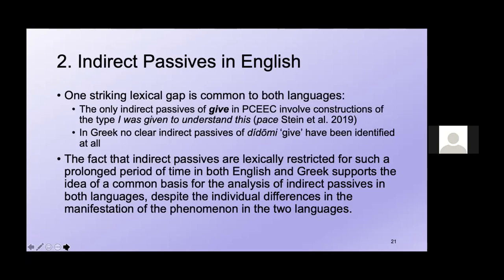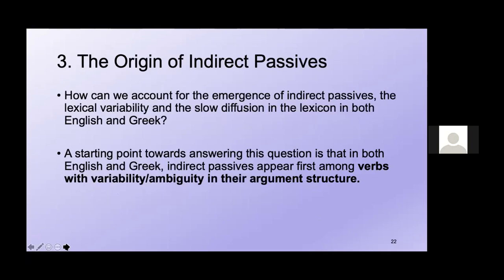And the fact that lexical restrictions of indirect passives have persisted for such a long period of time in both English and Greek supports the idea that there might be a common basis for the analysis of indirect passives in both languages, despite some of the individual differences in the manifestation of this phenomenon. So the question then arises of how we can account for the emergence of indirect passives, for the lexical variability that we've seen and the slow diffusion throughout the lexicon in both English and Greek.